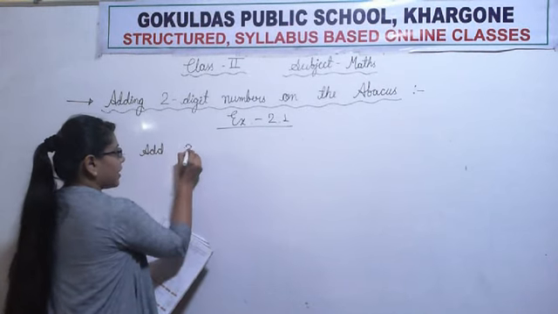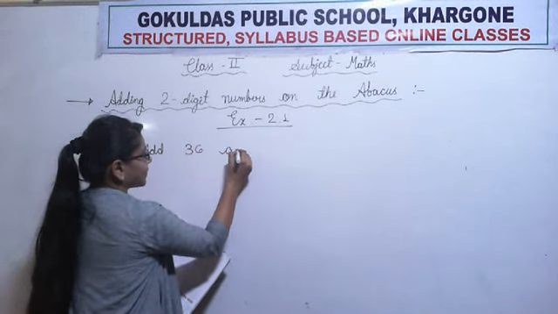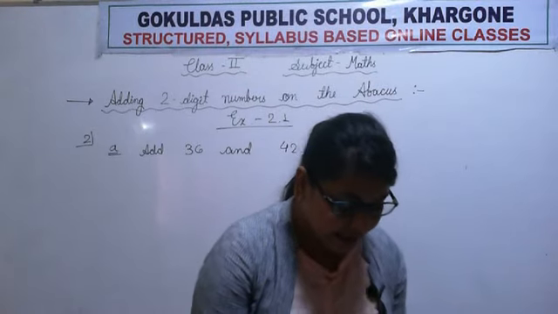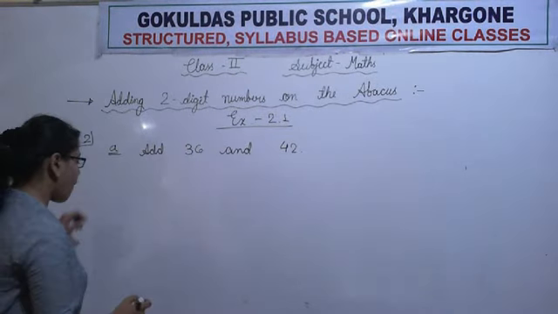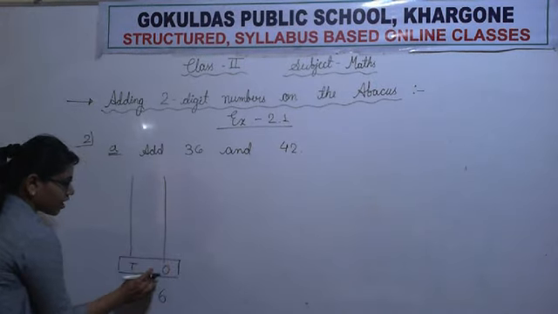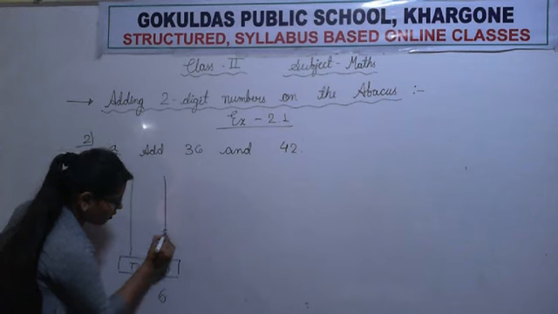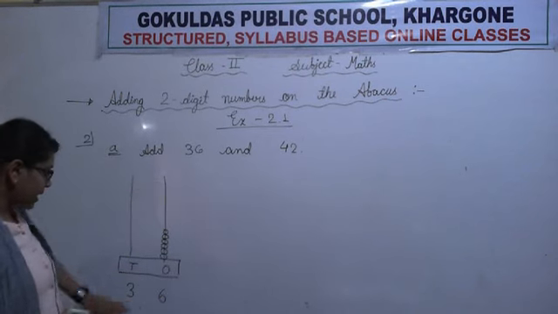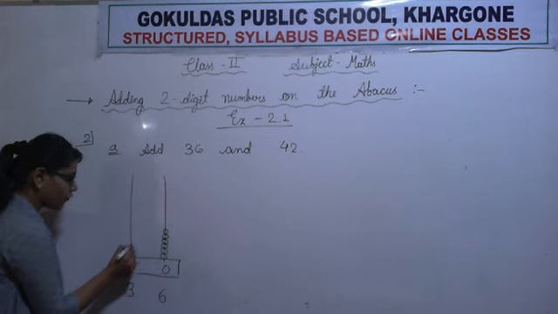Now part A, add 36 and 42. The question is asking us for adding 36 and 42. So first of all, we will make an abacus, spikes of ones and tens. Now at the tens place they have 3, so we will draw 3 beads here.